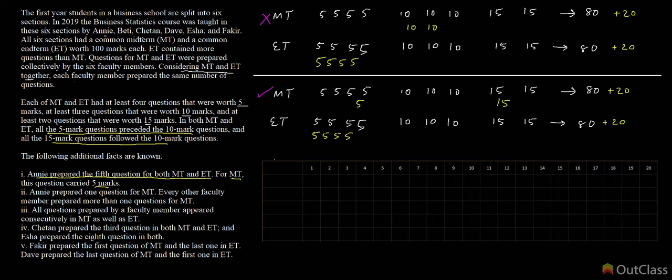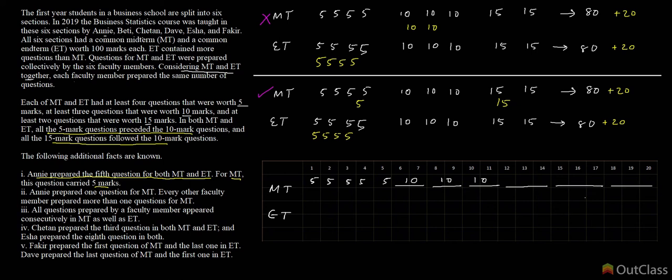To visualize the solution very easily, I'm going to take a table with 20 columns. Each column represents 5 marks. I'm dividing the 100 marks into 20 sets of 5 marks each, and we have the midterm and we have the end term. As far as the midterm is concerned, you have 5 mark questions. Then you have 3 10 mark questions. So that's a 10 here, a 10 here, and a 10 here. You have 3 15 mark questions. That's a 15, a 15, and a 15.